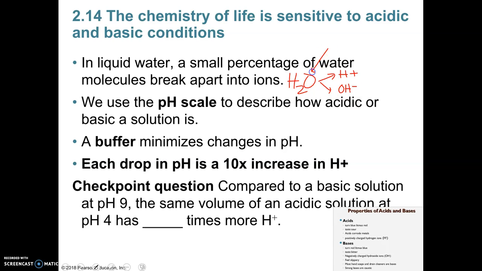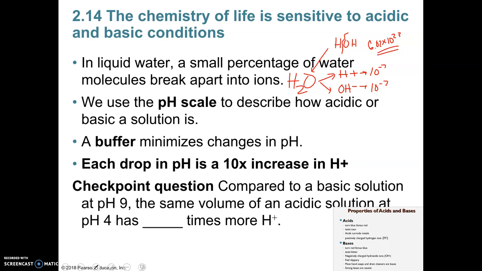Because water, technically, if we really want to think about it, is HOH, right? We write it as H2O, but that's really what water is. So we're saying that water can break into these ions. Now, when I say a tiny amount, I mean in a really large amount of water, the amount of hydrogen and hydroxide ions, each of these, is about 10 to the negative 7th per every 6.02 times 10 to the 23rd water molecules. So in this huge amount of water molecules, we're talking about a tiny, tiny, tiny amount.